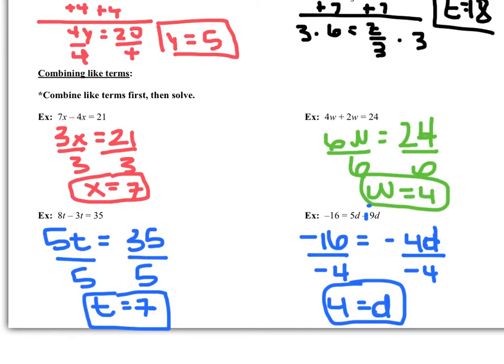Take a look here. 4w plus 2w is 6w, and then divide both sides by 6. You get w equals 4. 8t minus 3t was 5t. Divide both sides by 5, you get t equals 7. And then on this one, I changed the minus to plus negative. So 5d plus negative 9d was actually negative 4d. So now you're dividing both sides by negative 4, and you get d equals 4.